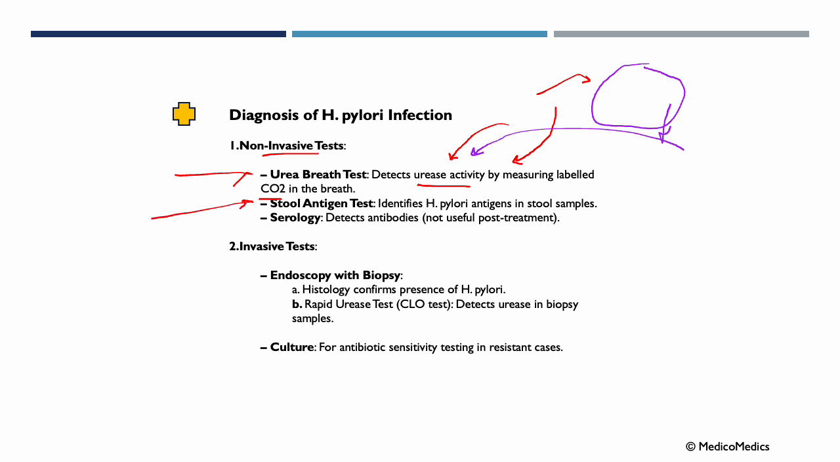We can do stool antigen test, which identifies H. pylori antigens in stool samples. And of course, serology, detecting antibodies. However, it's not super useful post-treatment. Then we have the invasive tests, like endoscopy with biopsy. So histology confirms the presence of H. pylori. Again, rapid urease test. Detects urease in biopsy samples. We can do a culture for antibiotic sensitivity testing in resistant cases.